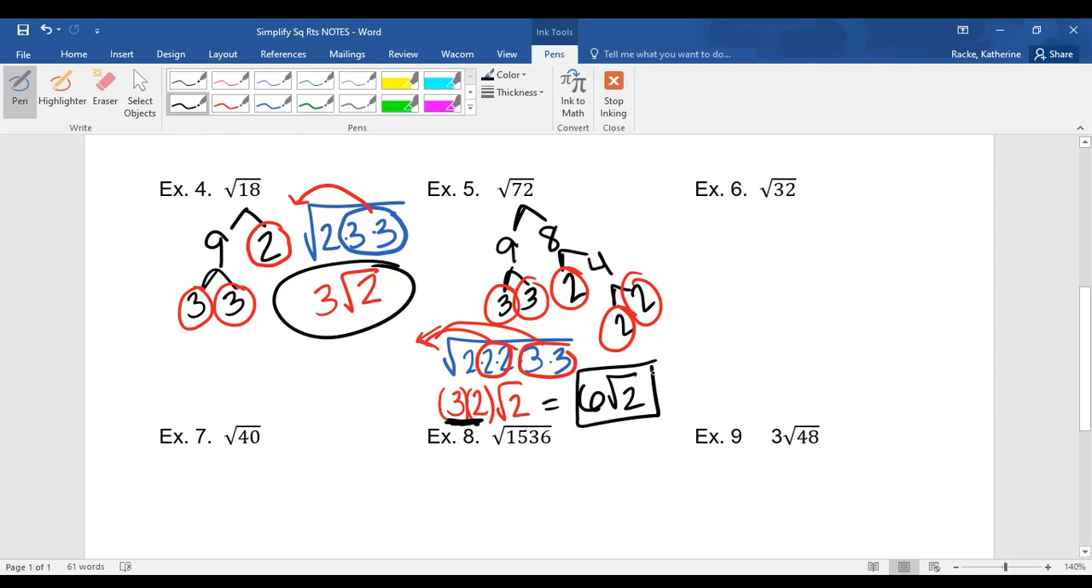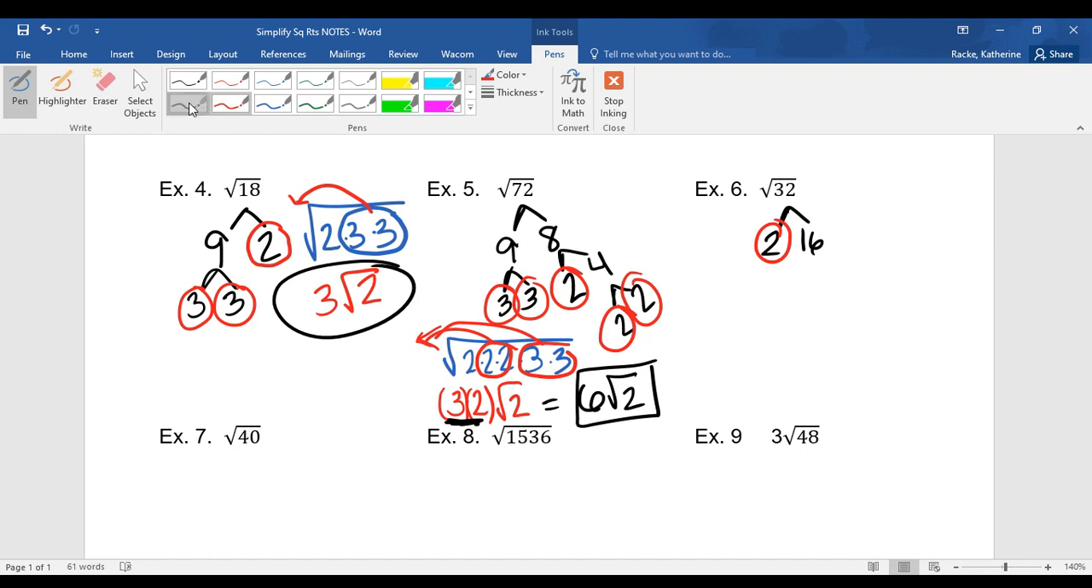Okay? Moving on to example 6. Square root of 32, not a perfect square, so I need to find the biggest perfect square that goes into it. I know that it's an even number, so I'm going to divide it by 2. Well, 2 times what gives me 32? That would be 16. If you know that 16 is a perfect square, you can just take the square root of 16, and that will go on the outside. And 2 is your dead number, so that would stay on the inside.